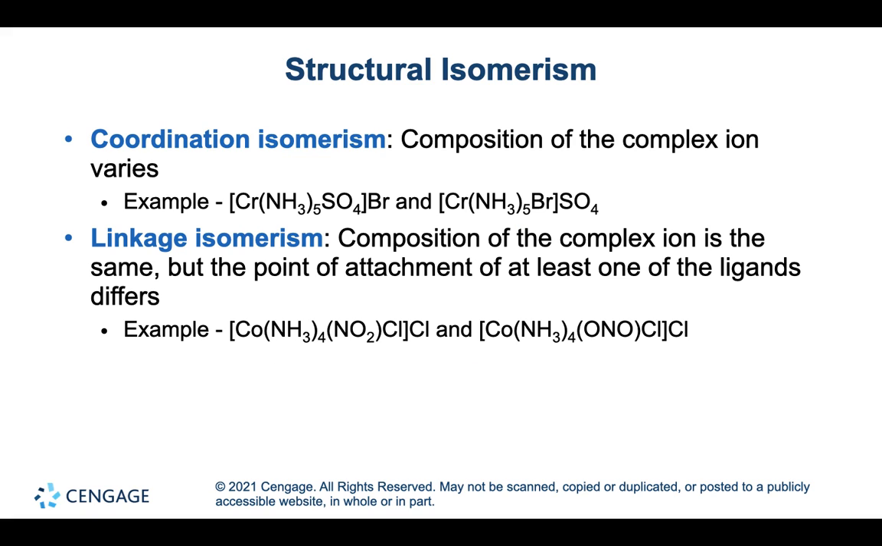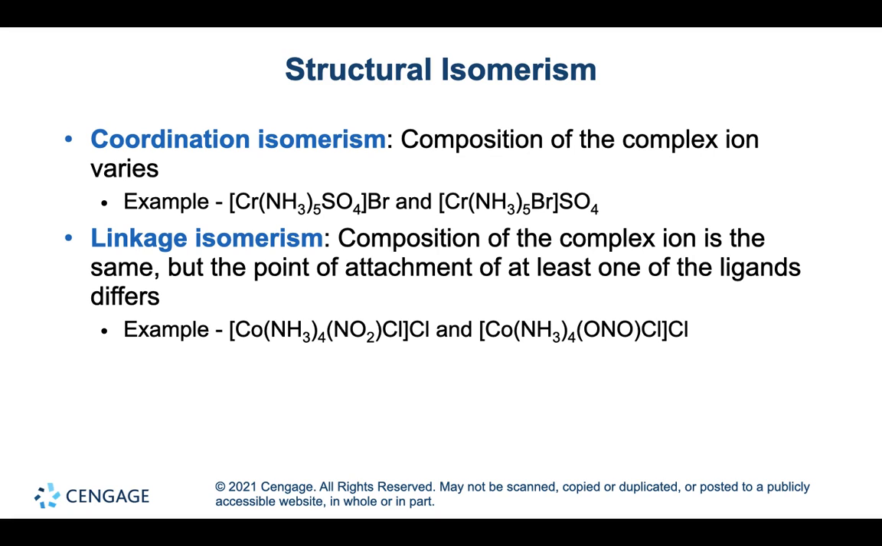So coordination isomerism would be maybe switching the counter ion with one of the ligands. If you've got chromium and 5 ammonias and a sulfate as a ligand and a bromide as a counter ion, that would be a coordination isomer to chromium with 5 ammonias and a bromide as a ligand and a sulfate as a counter ion. So the bonding is actually different. In one, the sulfate's bonded to the chromium, in the other, the bromine is bonded to the chromium.